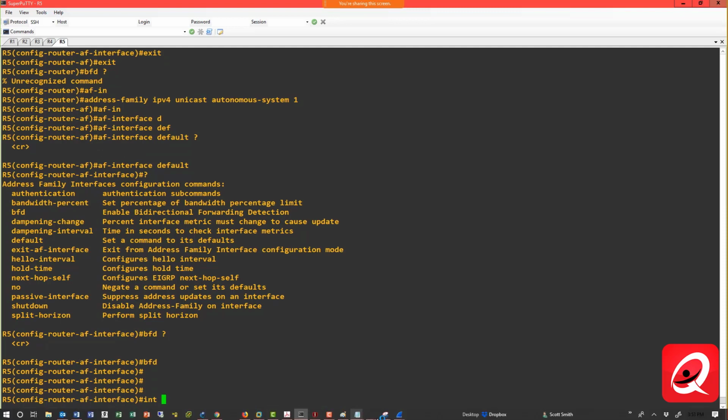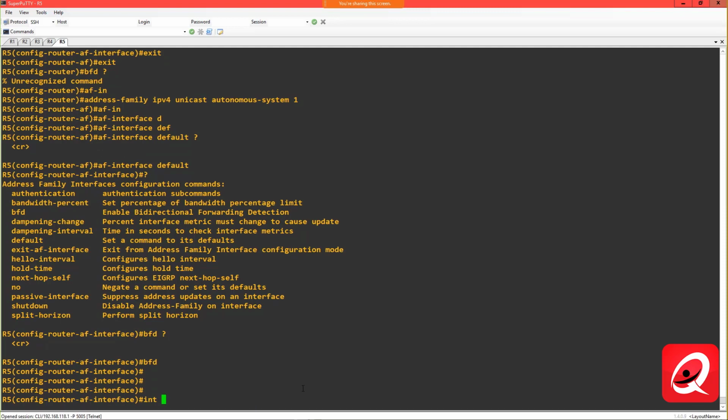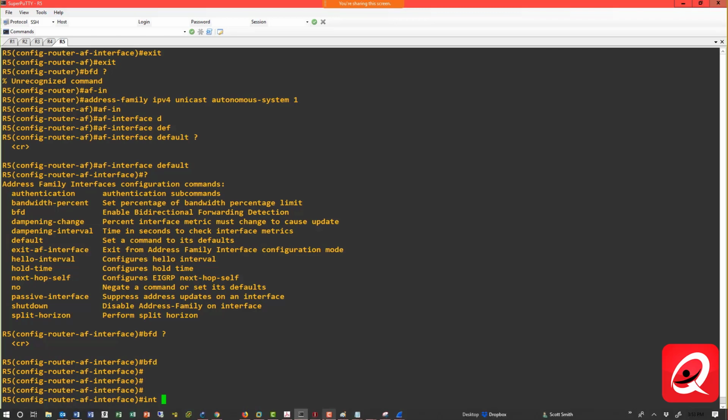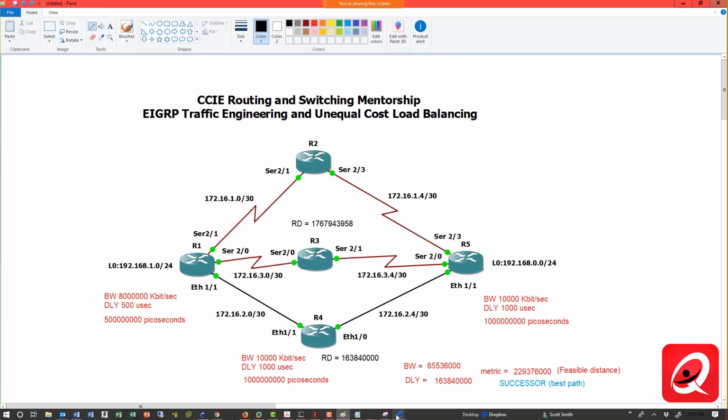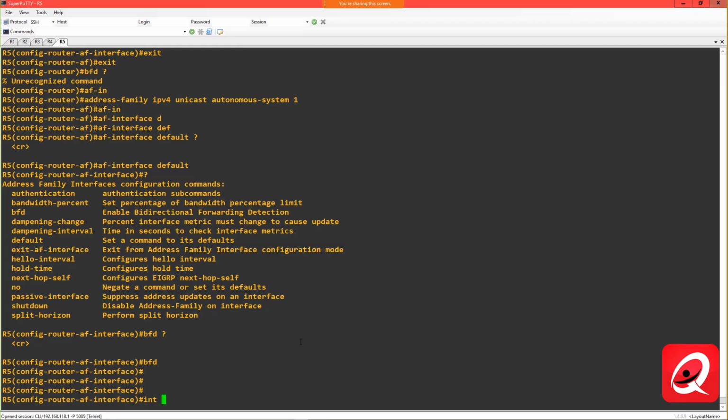So let's see. Where's my topology diagram? So I might still have to go into these individual interfaces and set up the timers. I thought you could do that under the address family, but maybe not. So let's go into interface serial 2/3. And then we'll do 2/1, 2/3.